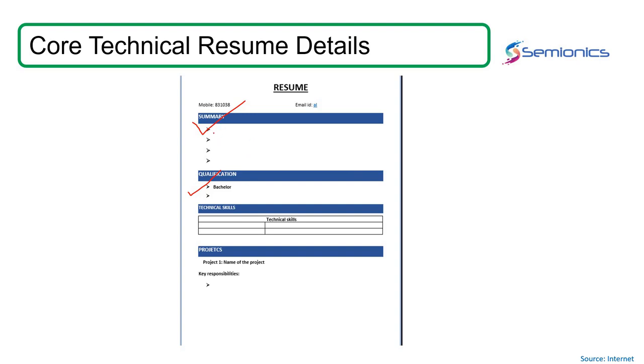So what do you write over here? Basically, if you're an experienced person or a professional, you write experienced so and so engineer, analog design engineer or digital design engineer, with so and so years of experience in the semiconductor and EDA industry. Then if you've done a master's, you write master's in so and so from so and so college.